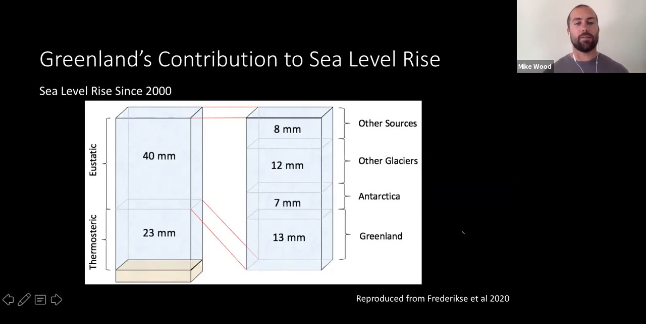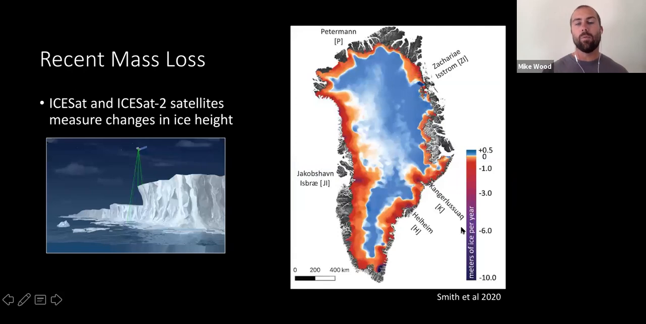So if we partition sea level rise since the year 2000, Greenland holds a big piece of not only the eustatic contributions to sea level rise, but really holds a substantial piece of total sea level rise. So to get an understanding of why Greenland is contributing to sea level, we can look at where mass is being lost from the ice sheet.